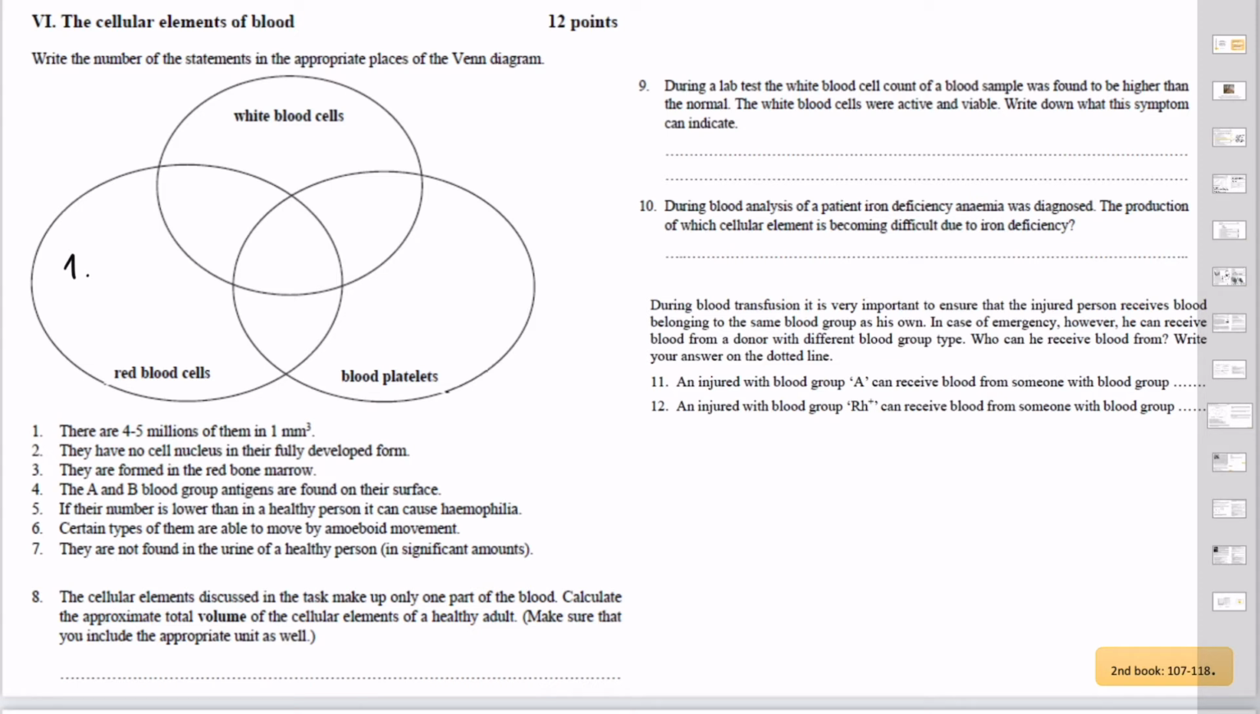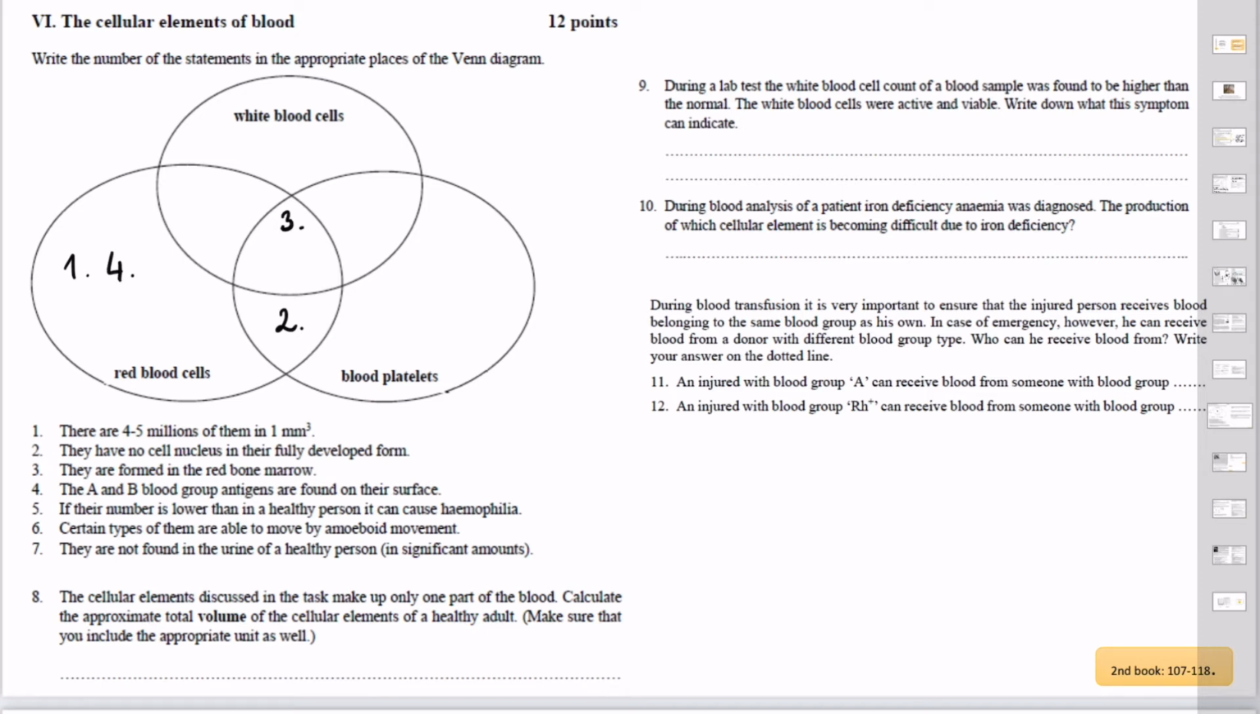It's true for the red blood cells for sure, but we also know that blood platelets are fragments, so they don't have a nucleus either. So number 2 will come to this intersection. They are formed in the red bone marrow. All of them are formed in the red bone marrow. The A and B blood group antigens are found on their surface. That is definitely red blood cells.